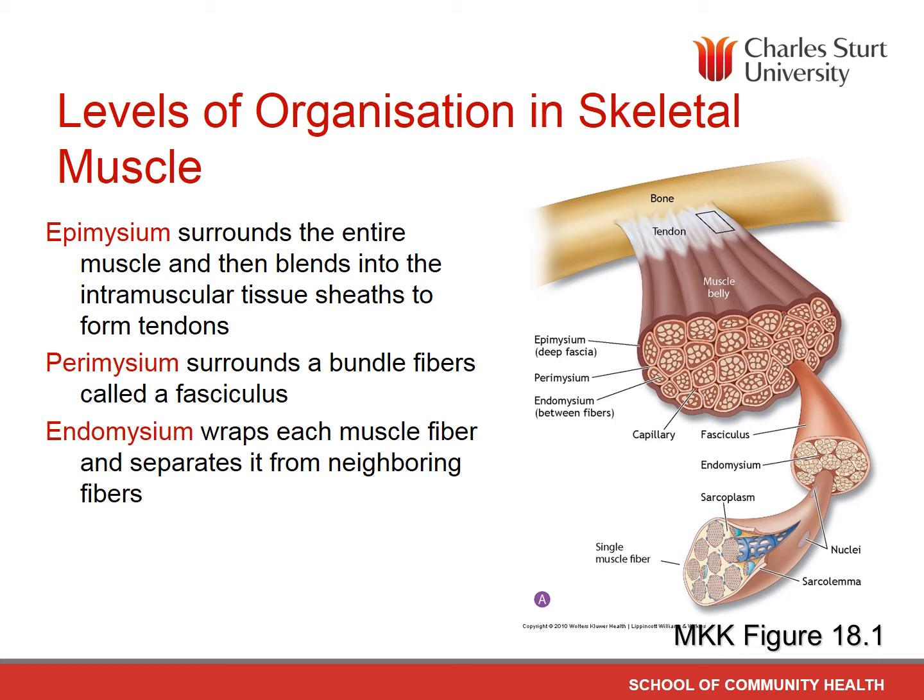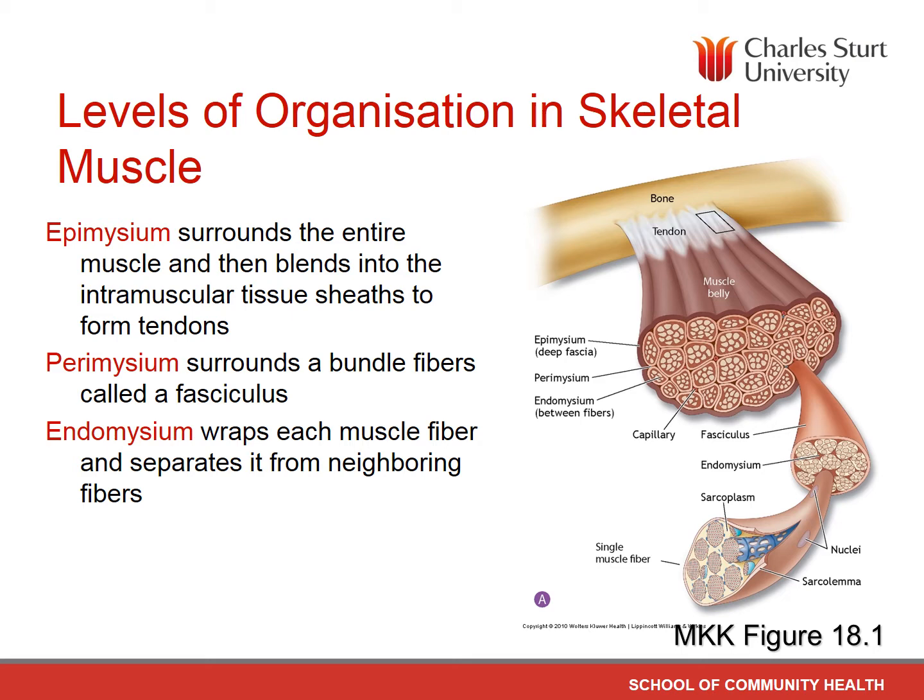Okay, so we'll just talk about the levels of organization in skeletal muscle. These are the layers of connective tissue wrapping of a muscle. Now, a whole muscle is surrounded by the epimyosin, and this can be called the deep fascia, and this epimyosin will blend into the intramuscular tissue sheaths to form the tendons. So that surrounds a whole muscle. You can see that just here.